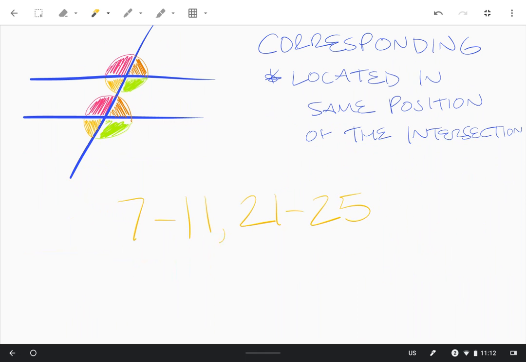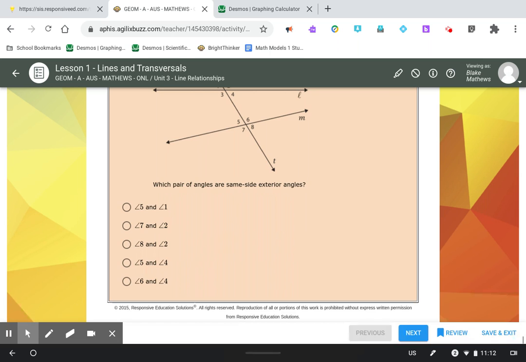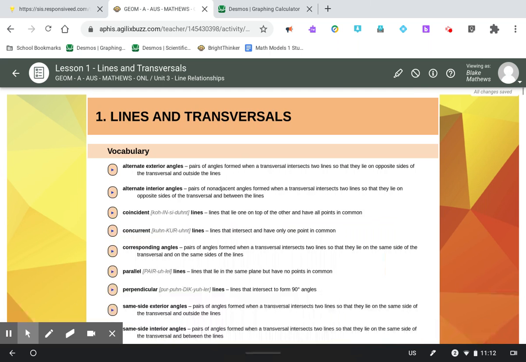So there's a lot of questions in this lesson. Hopefully, a lot of that makes sense. We'll be going over more of that in the next lesson. But that is it for lesson 1.